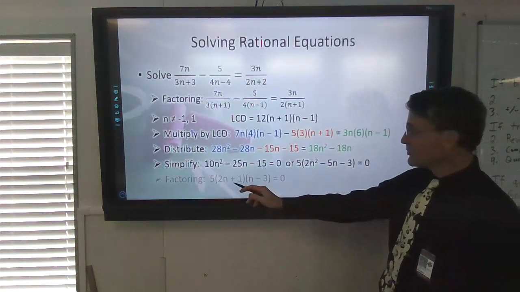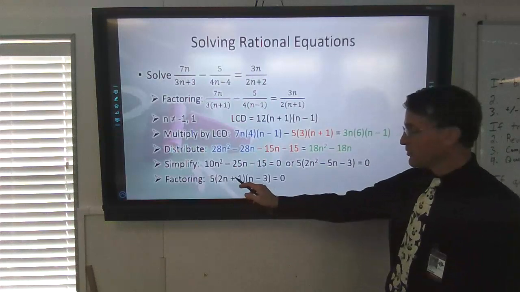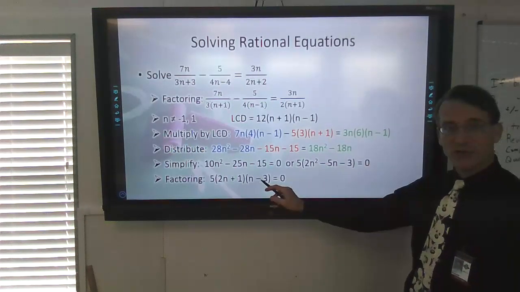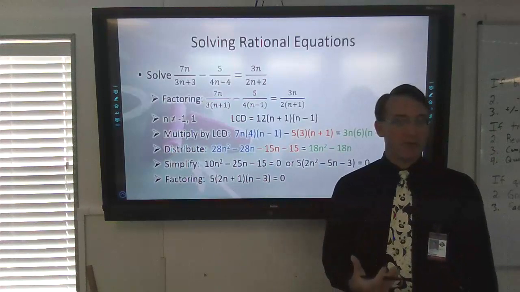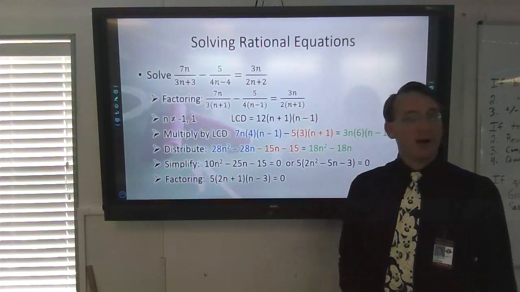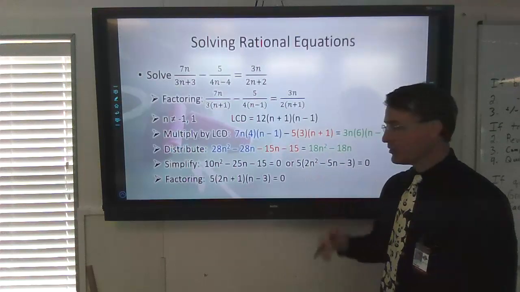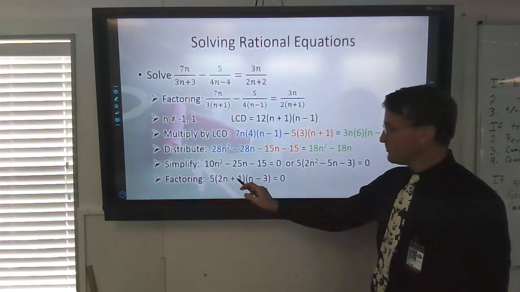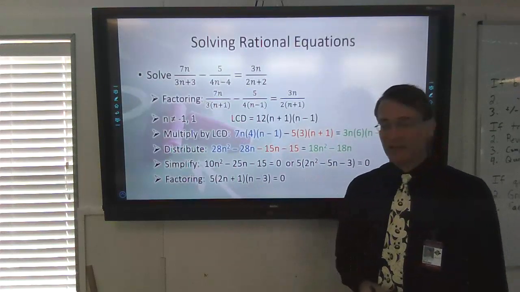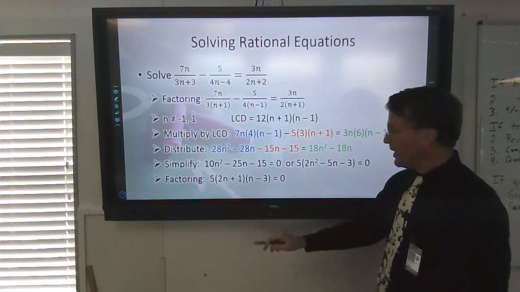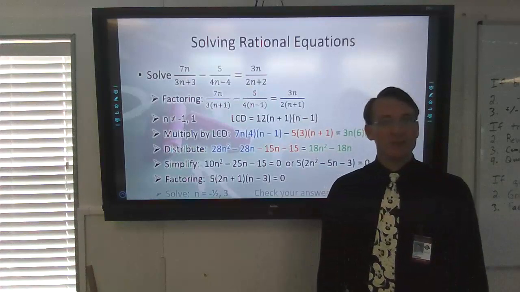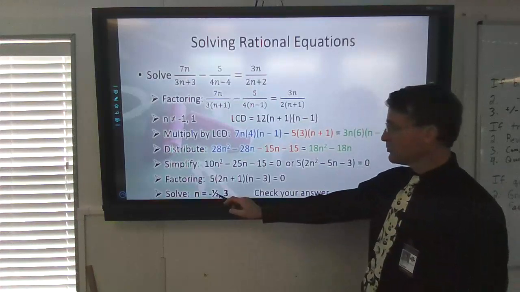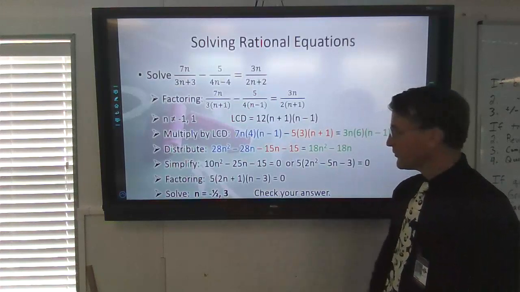Those two binomials are going to be 2n plus 1 and n minus 3, which means either one of those making the value 0 would be a possible solution to my equation. So if I set the 2n plus 1 equal to 0 and solve, I get n is equal to negative 1/2, or the n minus 3 being 0, n would have to be equal to 3. So I have two possible answers, a negative 1/2 and a positive 3.